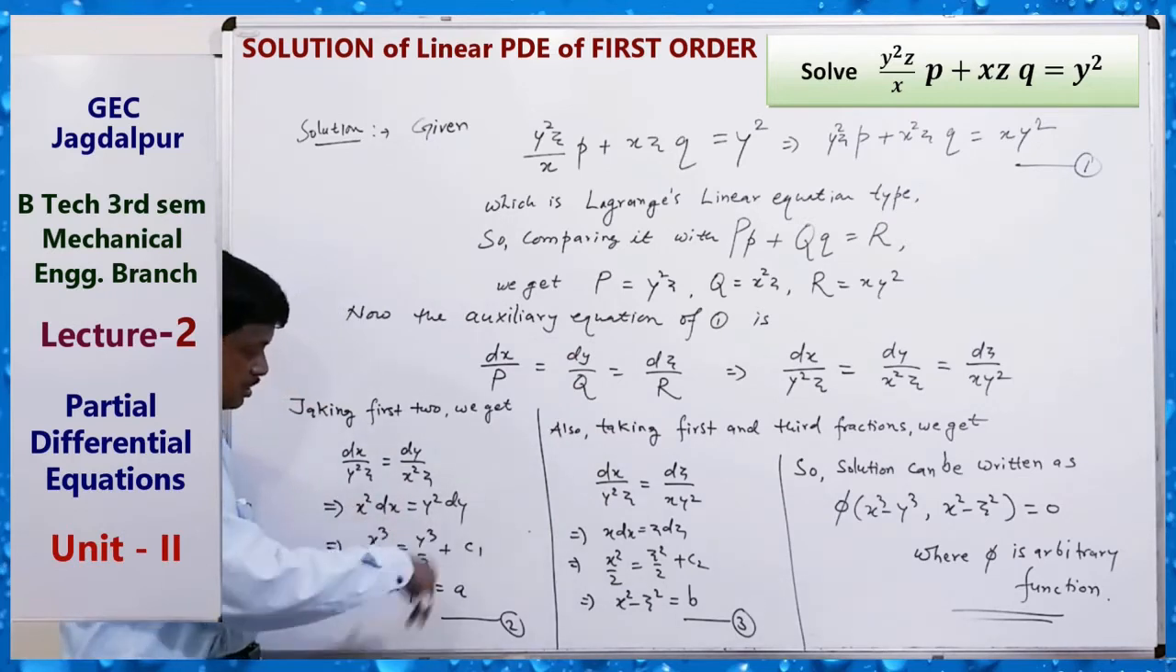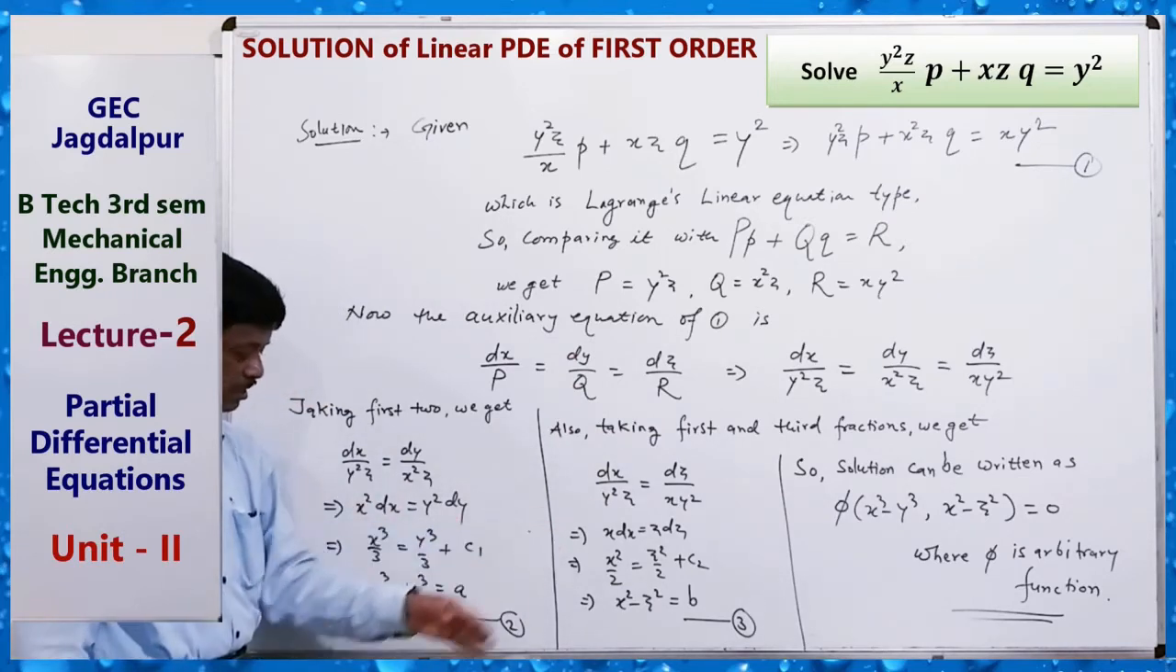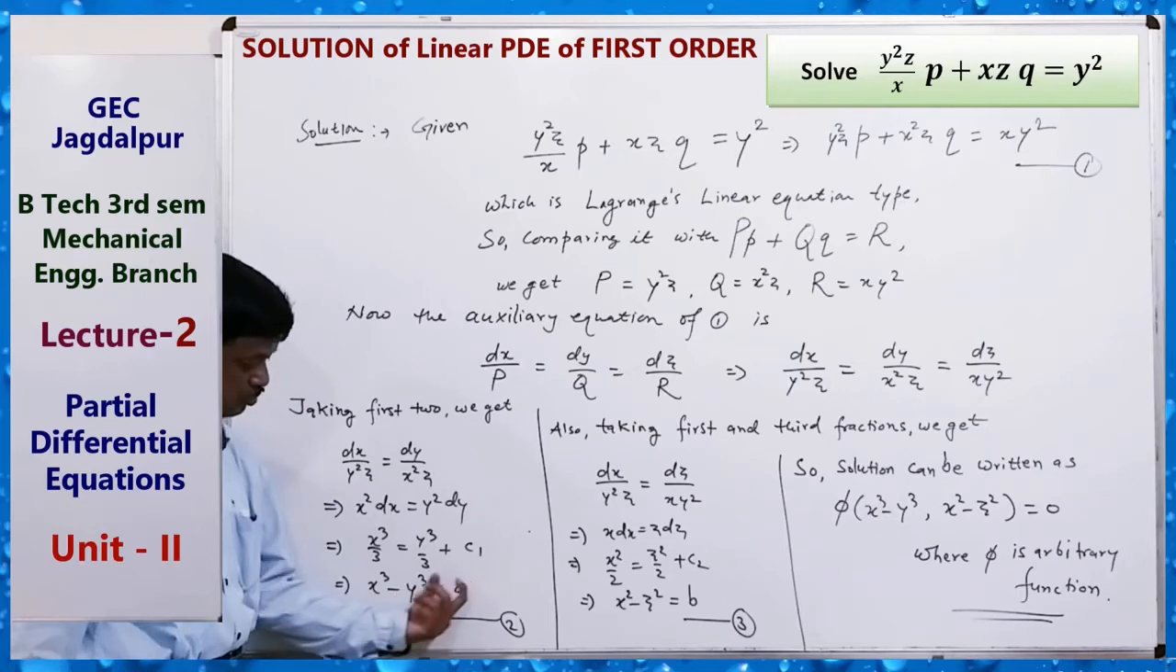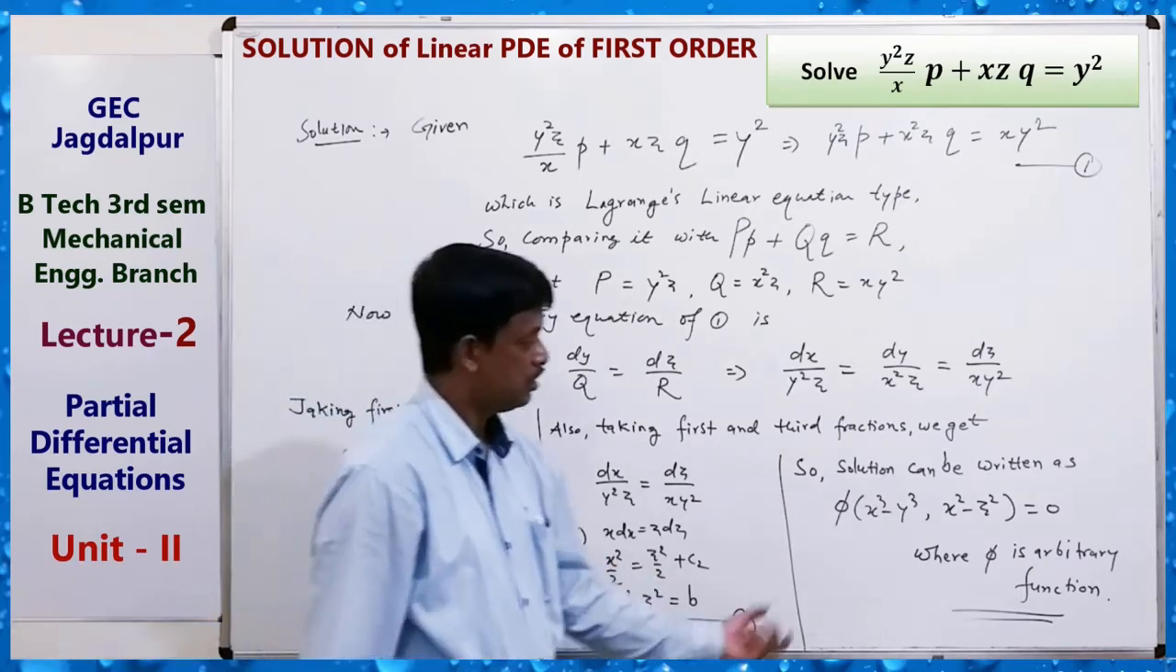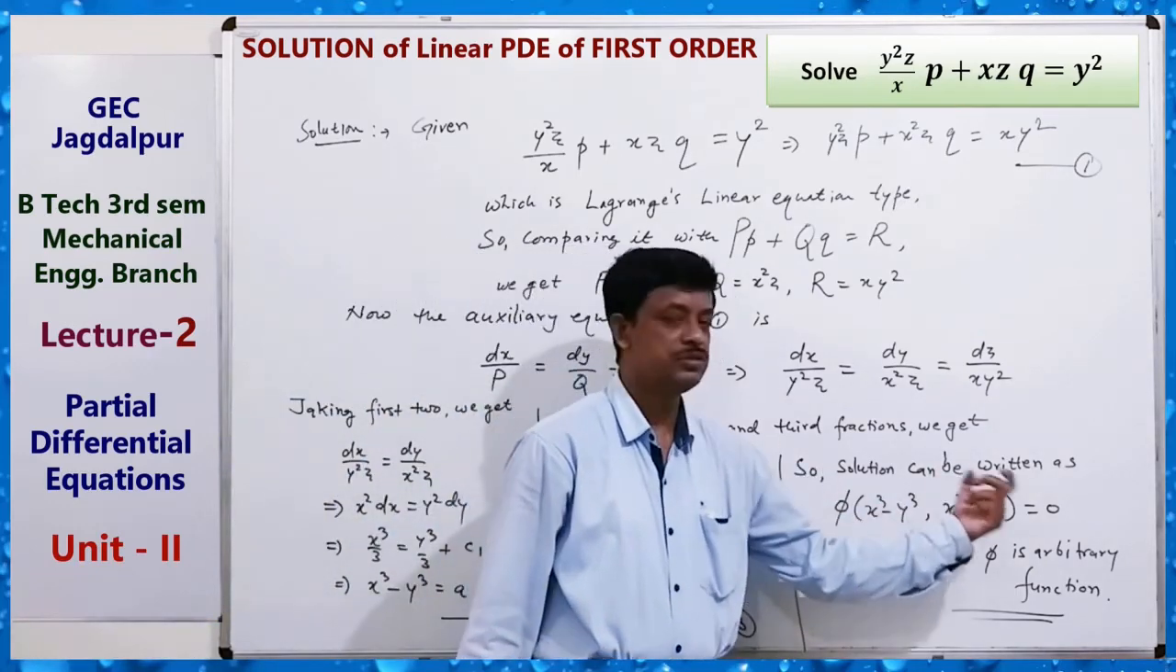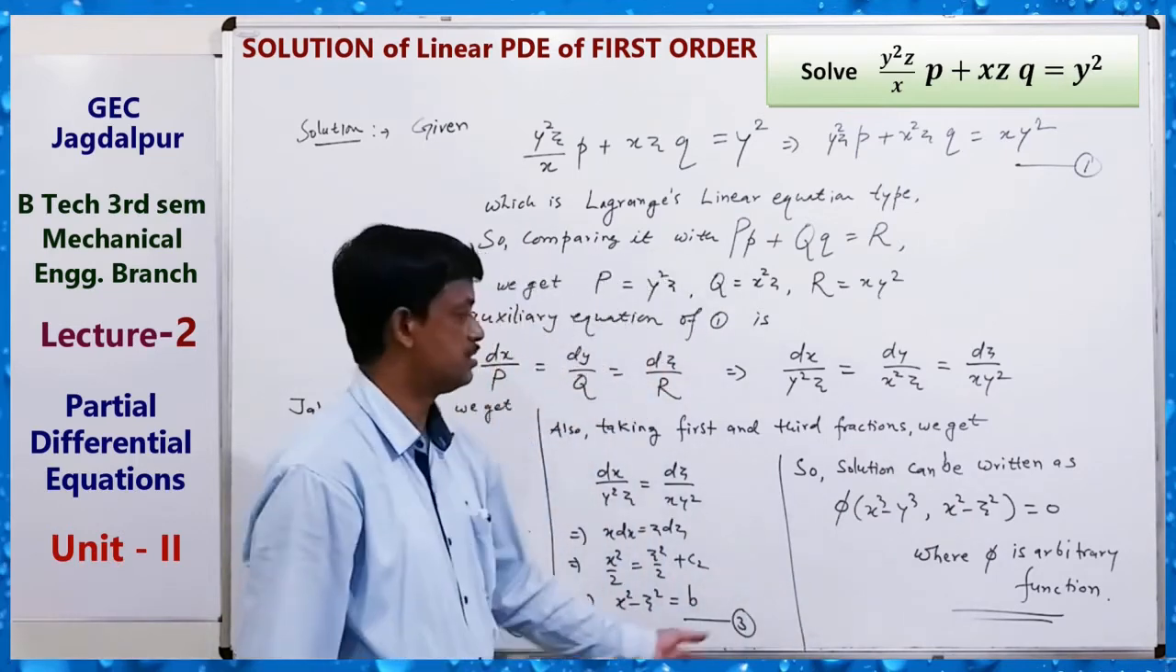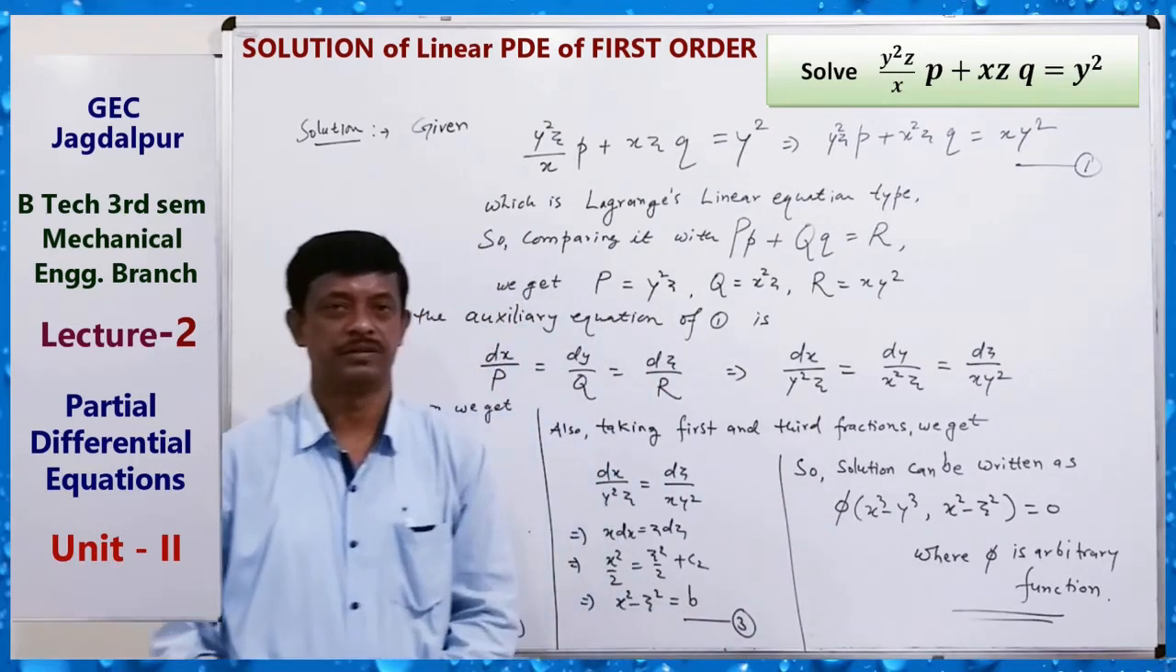Just integrate both sides, adding some constant, and adjust it. u equals a, v equals b. So write phi(u, v) equals 0, where u means this and v means this. This will be the solution.